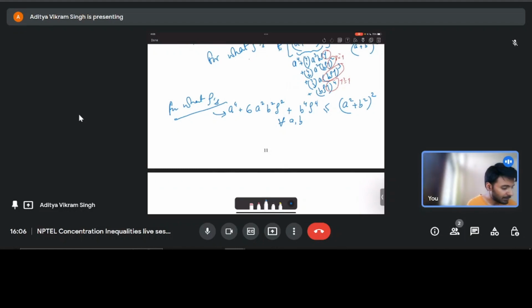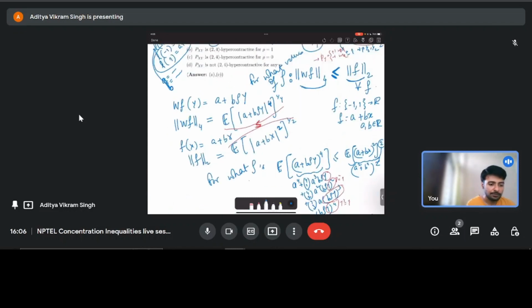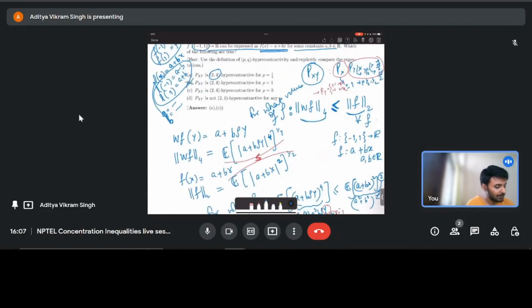Okay, so for rho equals 1, what is the LHS? It's a to the power 4 plus b to the power 4 plus 6a square b square, which is a square plus b square the whole square plus 4a square b square, which is not less than or equal to a square plus b square, the whole square. I mean, this is equal when either a square or b square is 0, but we want it to hold for all a, b. So this is not true, right? So for rho equals 1, (X, Y) is not 2-to-4 hypercontractive. So b is incorrect, right?